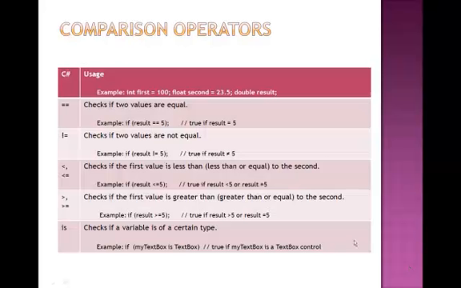The third category of operators is the comparison operators. C#, Visual Basic, and any other programming languages use these comparison operators to compare one value to another. The result of these comparisons is a Boolean value, which is false or true, or you can think of it as 0 or 1.